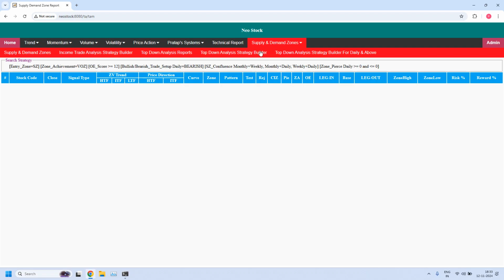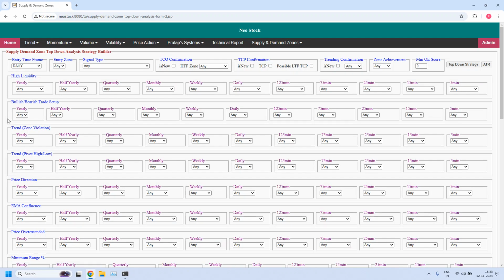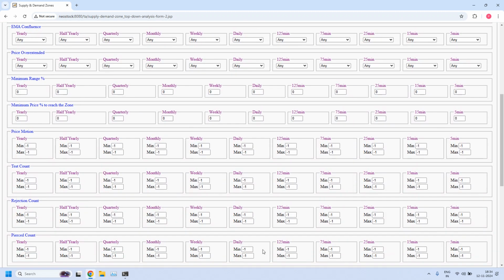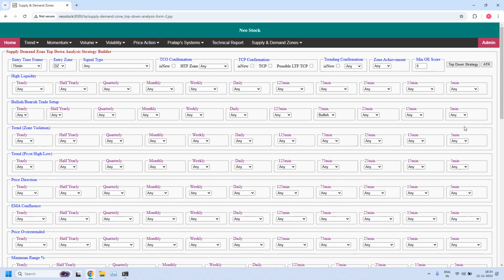Fine. Next trade setup is the bullish trade setup for weekly income trade. The weekly income trade entry time frame is 75 minutes. The entry zone is the demand zone for the bullish trade setup. In bullish or bearish trade setup, at the 75 minutes time frame, I am selecting bullish. The 75 minutes demand zone should not be pierced. So in the pierced count, at the 75 minutes time frame, I am setting minimum value 0, maximum value 0. That means the 75 minutes demand zone is not pierced.